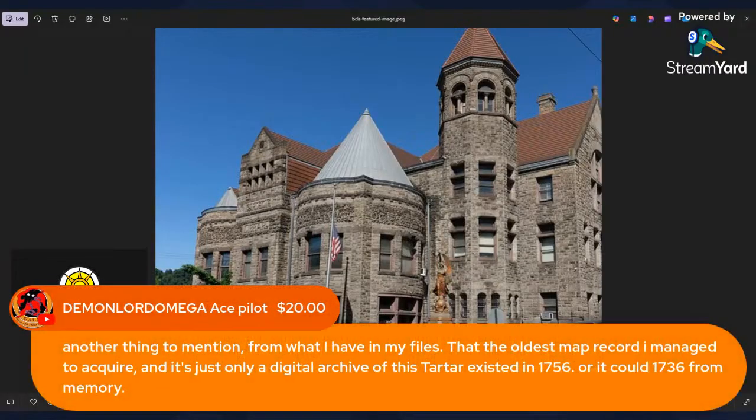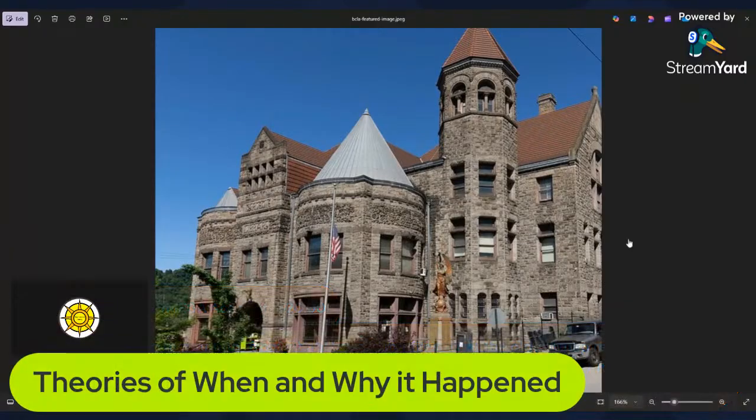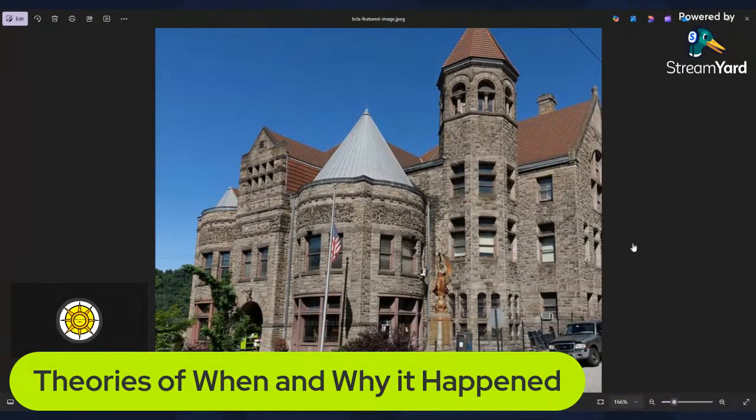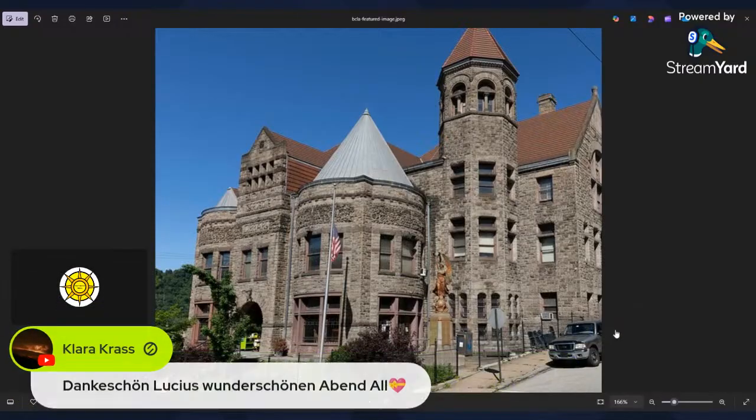Not really sure. Another thing to mention from what I have in my files, the oldest map record I managed to acquire, and it's only a digital archive of this Tartar, existed in 1756, or it could be 1736 from memory. Well, Demon, there's also something else with all that, and thank you for that, by the way. I'll just tell you, when it comes to archiving maps, consider all these maps that have been, how shall I say, rediscovered. For example, the Urbano Monte map. That's a very interesting one, and how they found that one. So, yeah, it's a good point, though. Question everything.